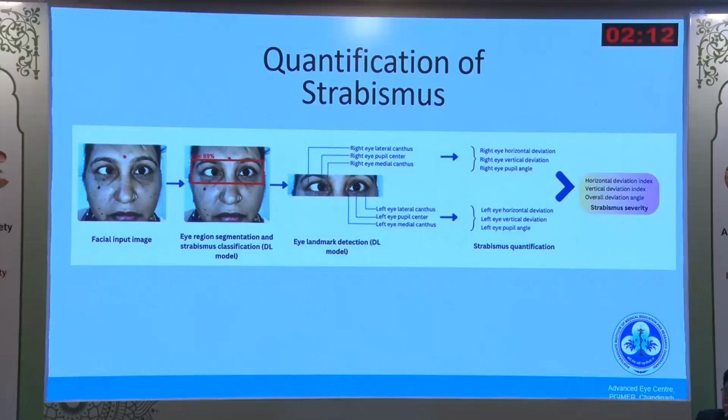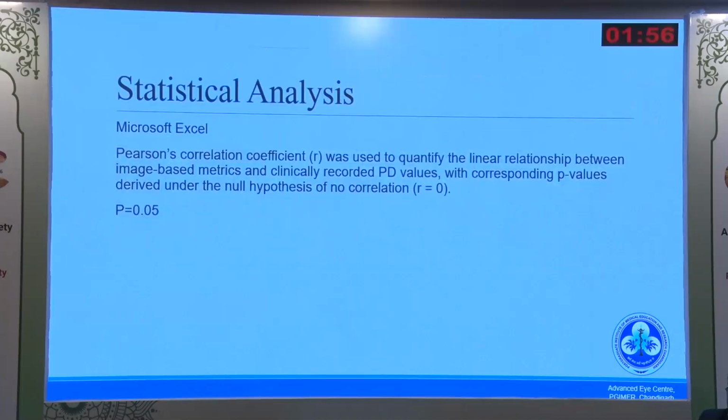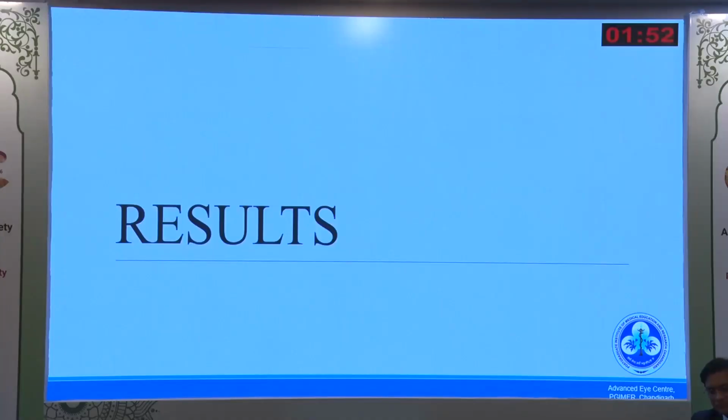At present, this model is actually looking at the reflex displacement. So it is based on the reflex test on one single photograph and is trying to measure and give us an index of the deviation horizontally as well as vertically. So the principle is pupillary displacement and to some extent angular deviation. We did all statistics on Excel with a p-value of 0.05.